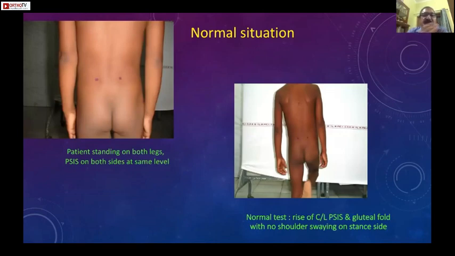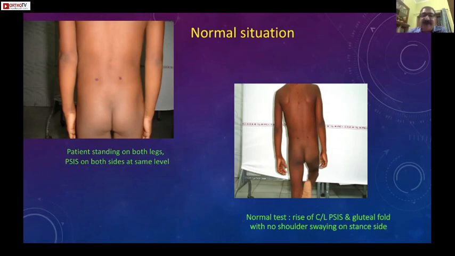The procedure: you are supposed to examine the patient from the back, appropriately undressed. This is a child, so he is completely dressed, otherwise appropriately undressed. And you are supposed to see the level of the posterior superior iliac spines and the gluteal folds while inspecting from behind. In a normal situation, when the patient stands on one side, the other side's posterior superior iliac spine rises a little, and the opposite side gluteal fold also rises a little. This is a normal situation.